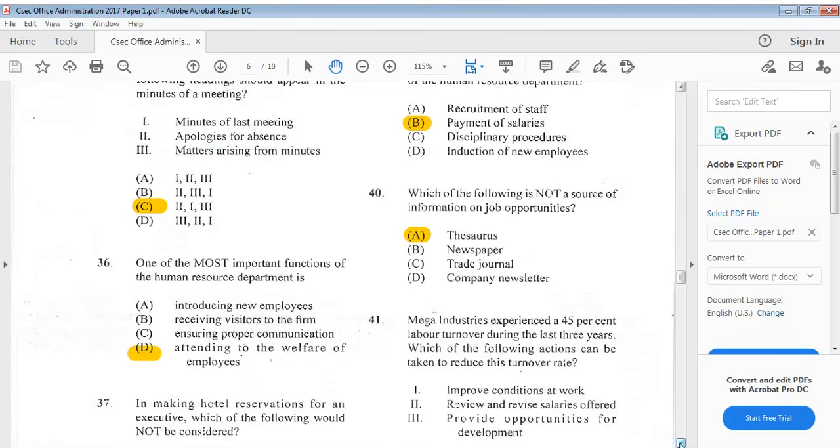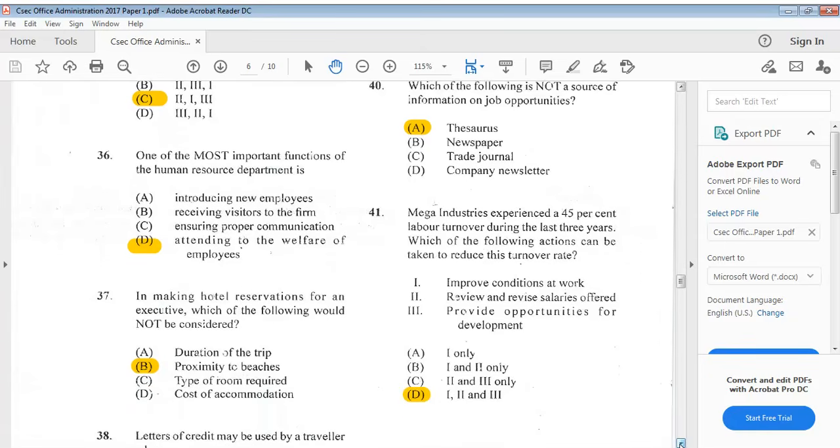One of the most important functions of the Human Resource Department is A. Introducing new employees, B. Receiving visitors to the firm, C. Ensuring proper communication, or D. Attending to the welfare of employees. We know Human Resource Department tends to the welfare of employees. So our answer would be D. Let's go on to number 37.